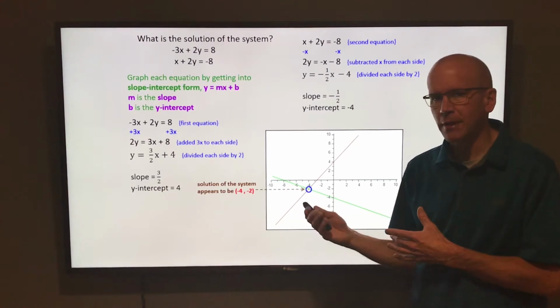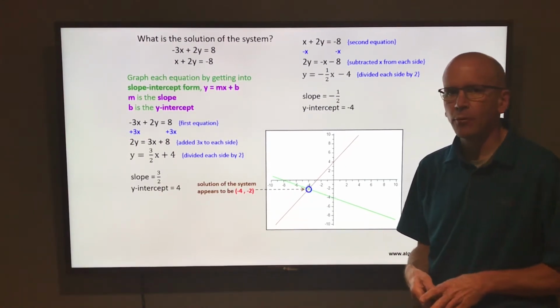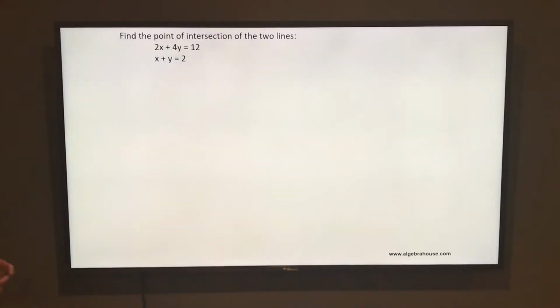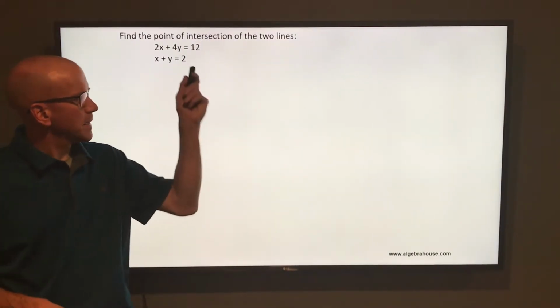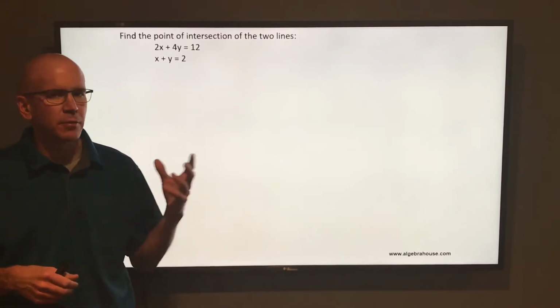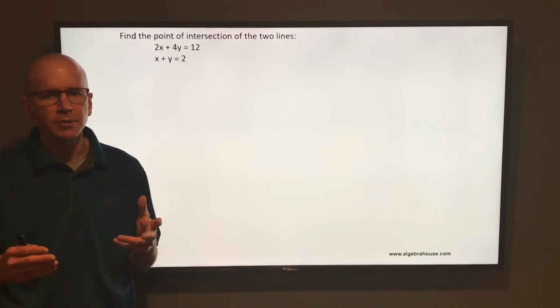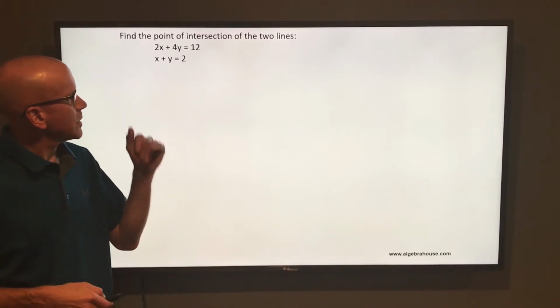But with a graphing calculator, or even on paper, you can easily see that the solution is negative 4, negative 2. We're going to find the point of intersection of these two lines. In other words, we're going to find the solution to that system. Now, there are other ways to find the solution to a system other than graphing. There's what's called the substitution method or elimination method. We'll cover those ways later. We are going to solve this by graphing.